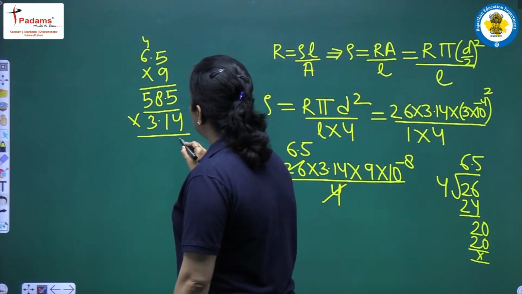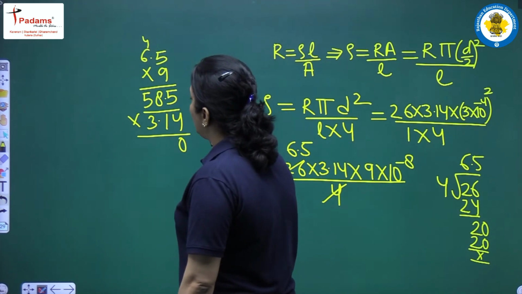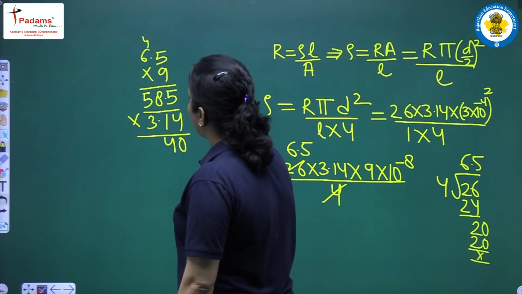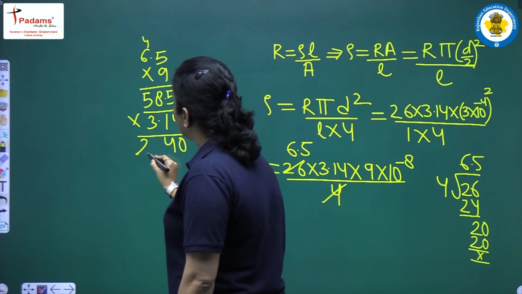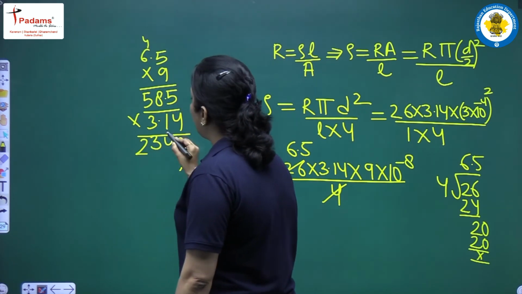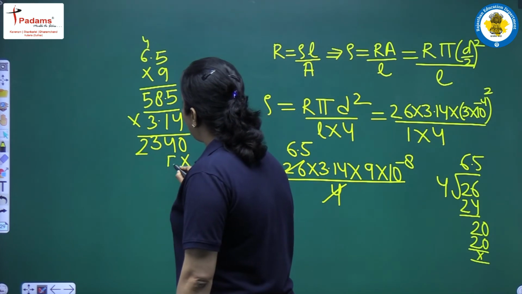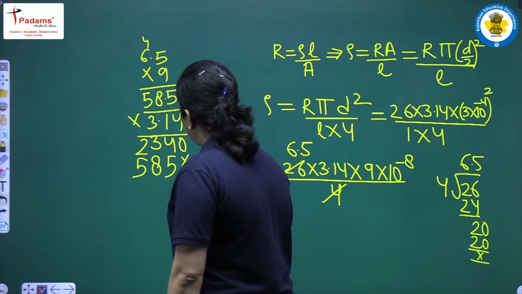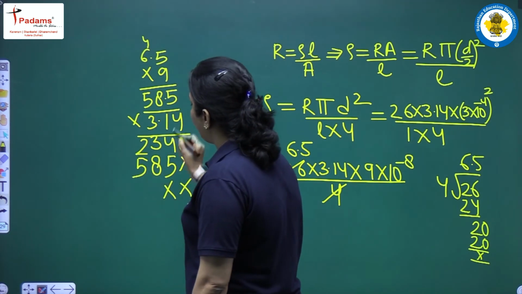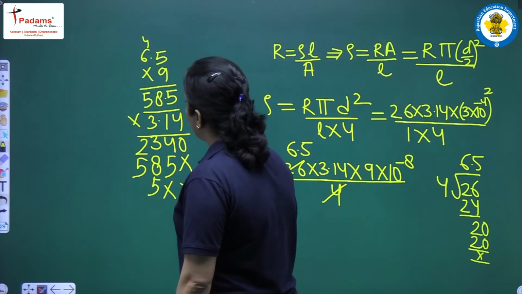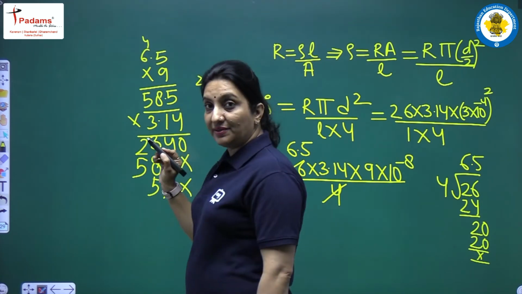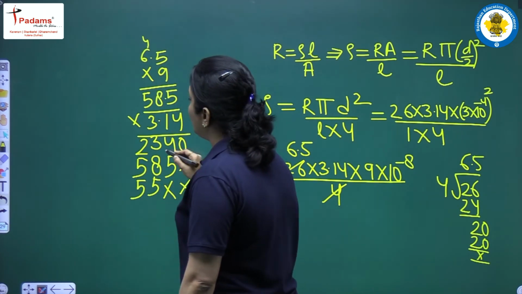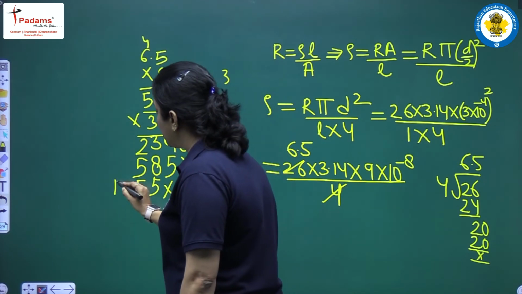So 4 5s are 20 with a carry of 2. 4 8s are 32 plus 2, 34 with a carry of 3. 4 5s are 20, 23. Then I have to multiply this by a 1. So 1 5s are 5, 1 8s are 8, 1 5s are 5. Then I need to multiply it by 3. So 3 5s are 15 with a carry of 1, 3 8s are 24 with 1, 25 with a carry of 2. So 3 5s are 15 plus 2, 17.